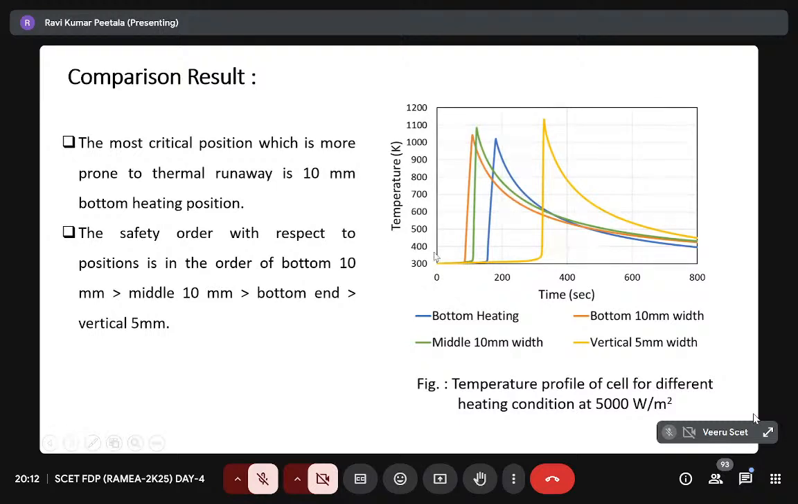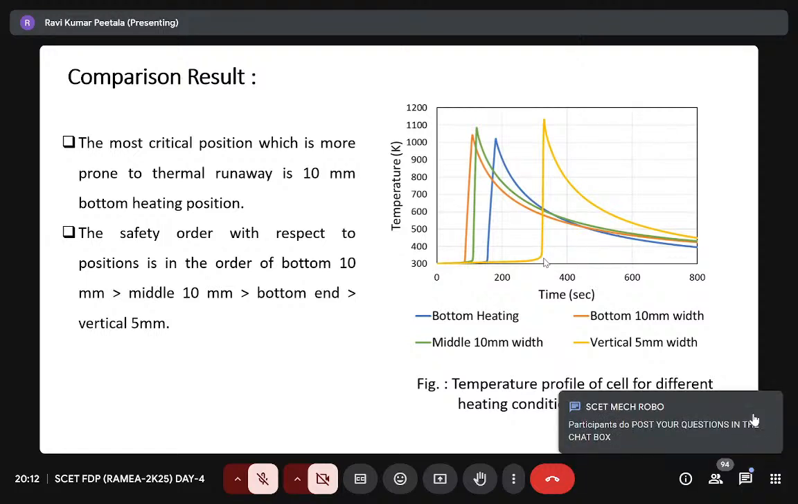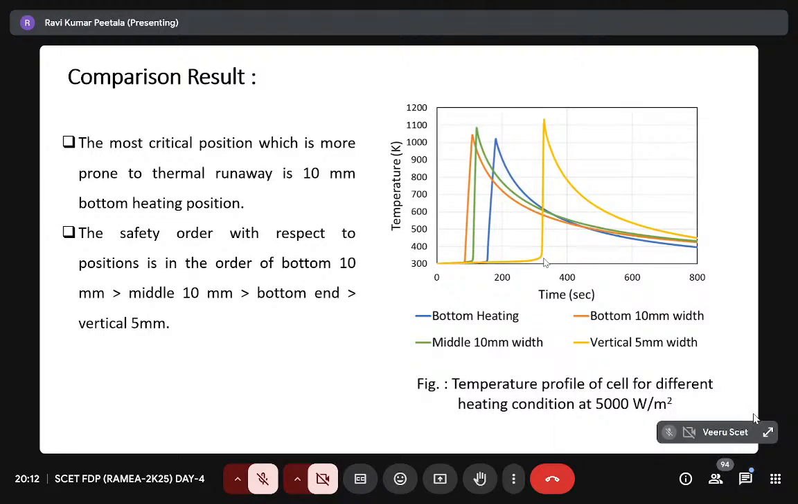So here we see that at the bottom 10 mm thickness, the thermal runaway happens much earlier, then the middle second, and with only bottom heating, it further delays the thermal runaway or the temperature shoot up. If it is vertical at 5 mm thickness, the thermal runaway happens around 350 something. So we conclude that when heating is happening on the battery surface at the bottom 10 mm thickness, thermal runaway happens much earlier than the other three cases.